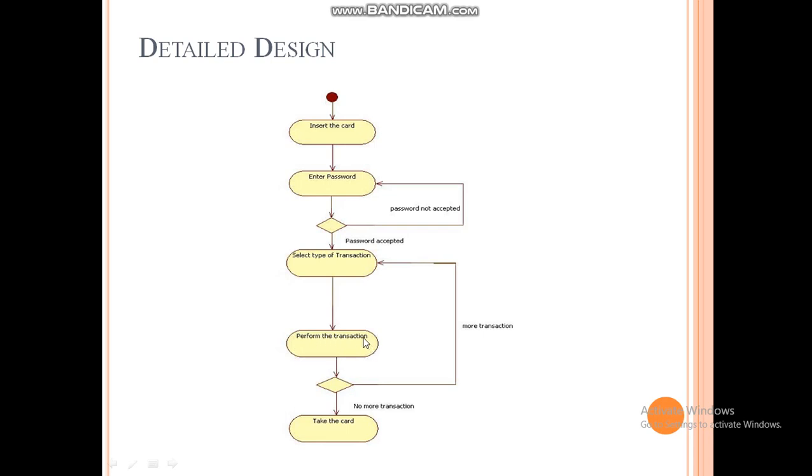If the transaction executes without any problem, then take the card. If the transaction generates some problems, it goes back to select the transaction. So here the condition is used to evaluate the transition. This is the example for the ATM system state chart diagram.